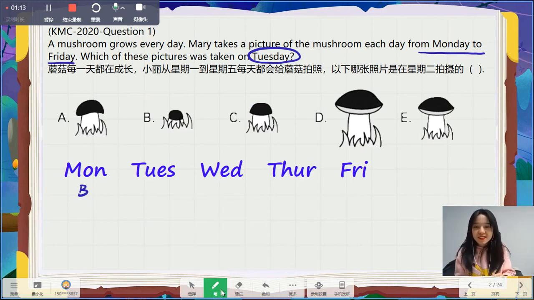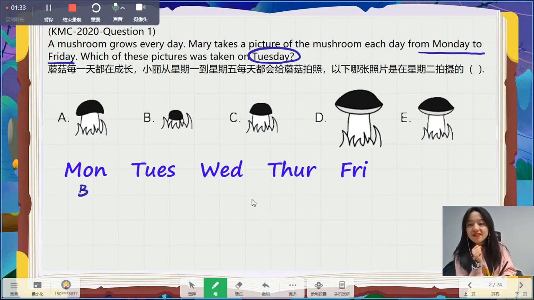Let me use another color. Okay, so how about which one is the second smallest? D and E can't be the second smallest. They look so big. How about A and C? In fact, A and C look quite similar. So which one do we need to choose?